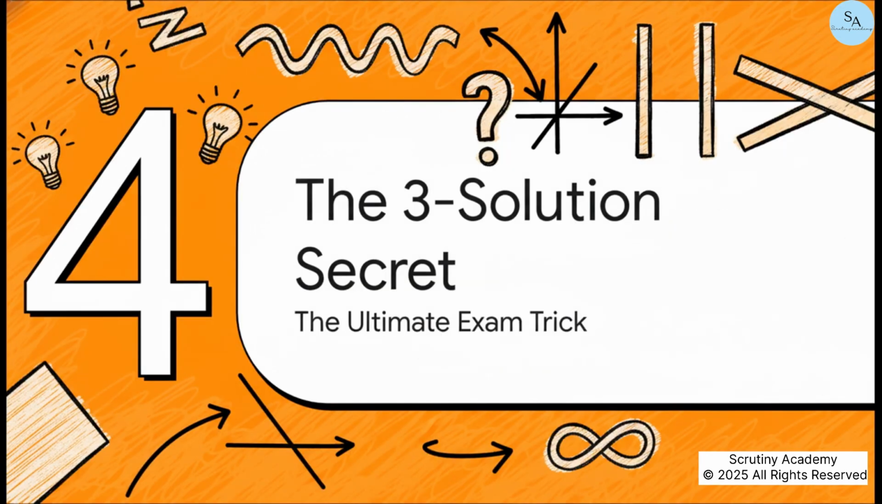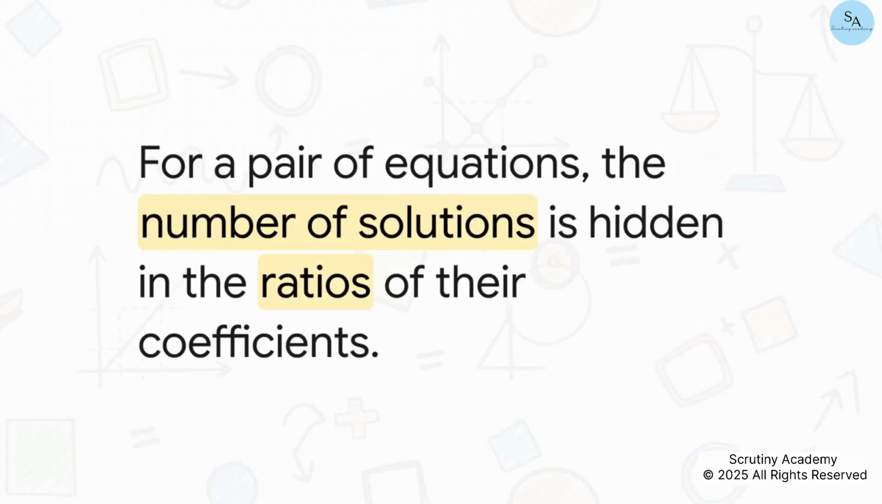Okay, now you're going to want to pay really close attention, because what I'm about to show you is the ultimate exam trick. What if you could know the type of solution, whether it's 1, none, or infinite, without drawing a single line and without solving a single equation? Well, you can, and this is the secret. The secret? It's hidden in plain sight, right there inside the equations themselves. We don't have to solve for anything. All we need to do is compare the ratios of the coefficients.